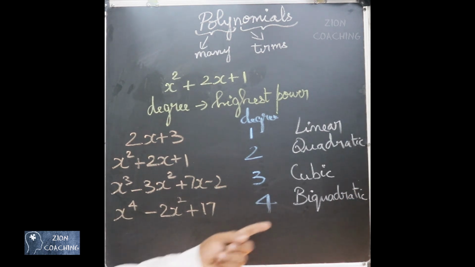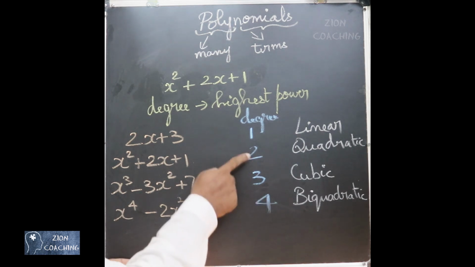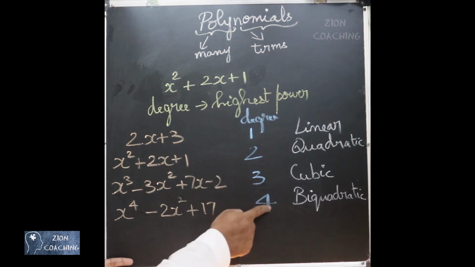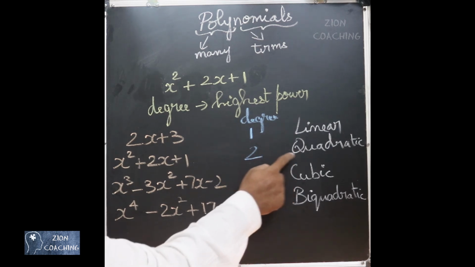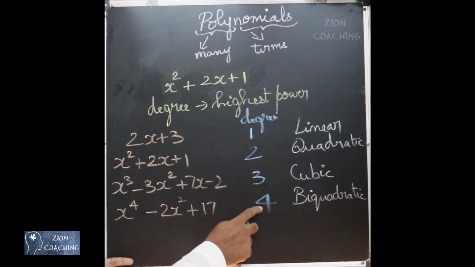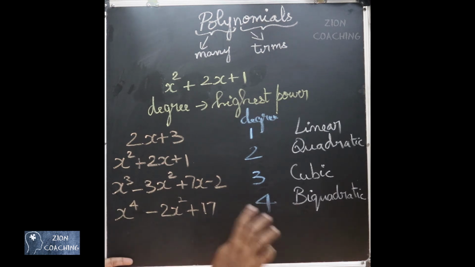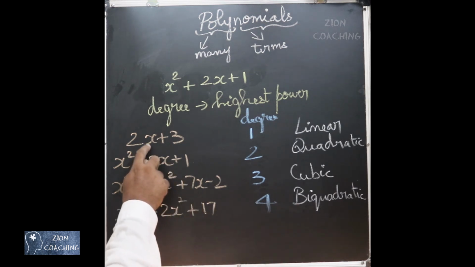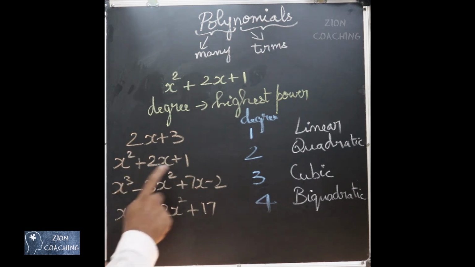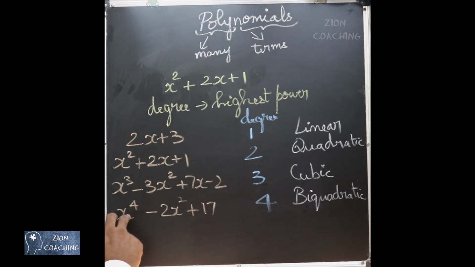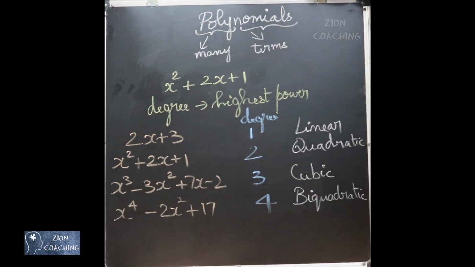But easy to remember is, since it is 2 times 2, 2 into 2 is 4. When it is power 2, degree 2, it is quadratic. Since it is 2 times that, we call it biquadratic. So if we have degree 1, it is a linear polynomial, degree 2, a quadratic polynomial, degree 3, a cubic polynomial, degree 4, a biquadratic polynomial.